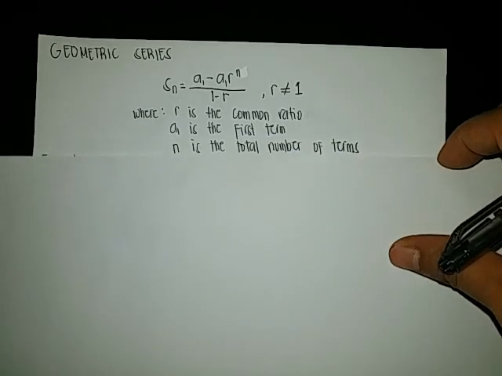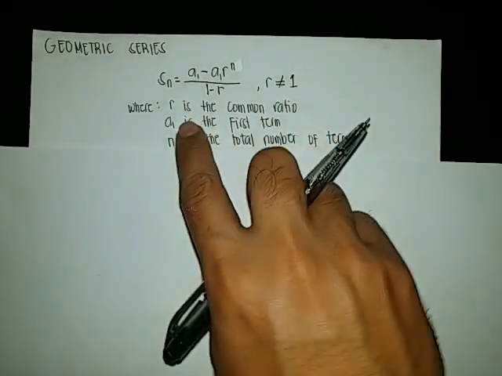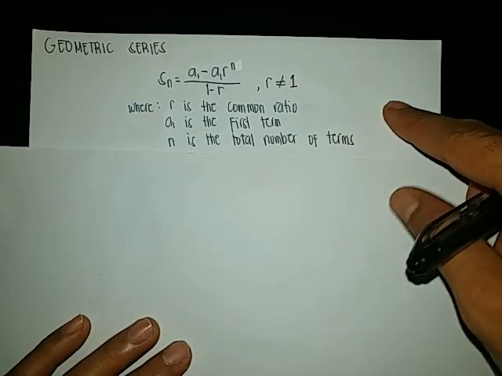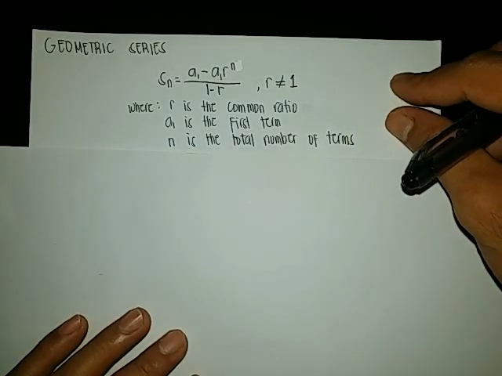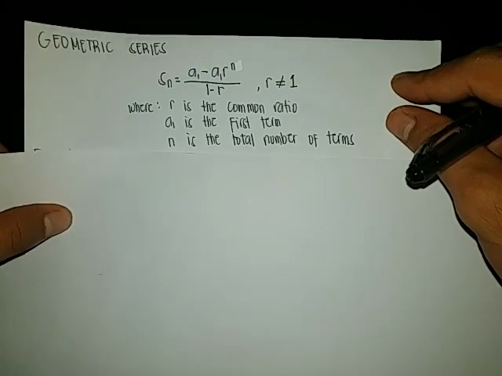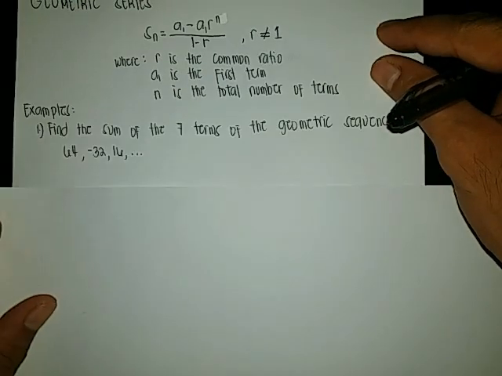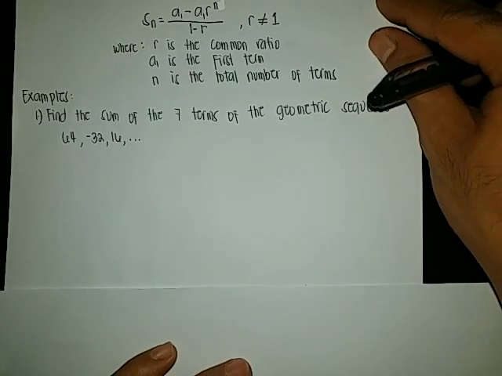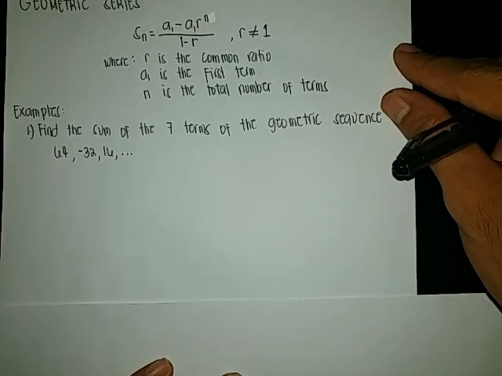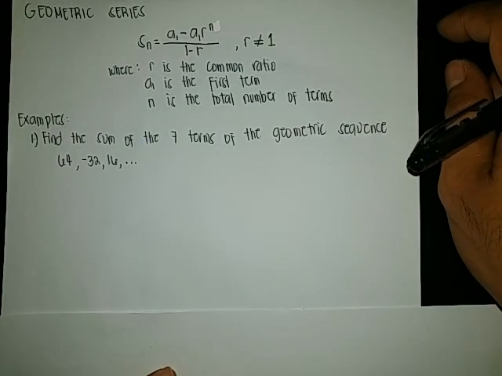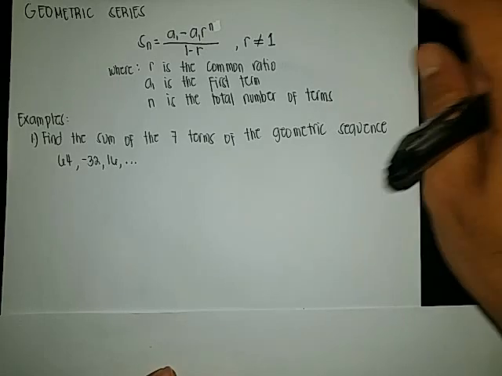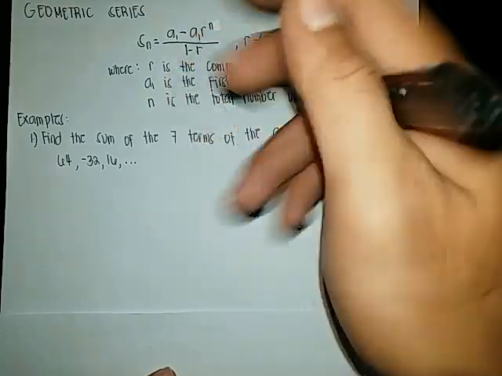So, in this formula, r is the common ratio, a sub 1 is the first term, and n is the total number of terms. So let us have examples. In the first example, find the sum of the 7 terms of the geometric sequence 64, negative 32, and 16. So let us identify r, a sub 1, and n.